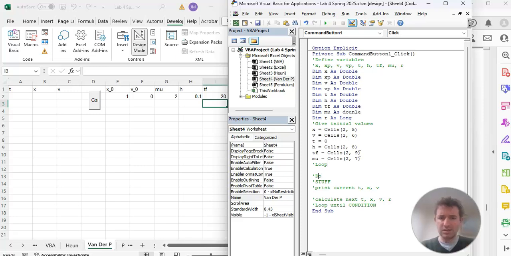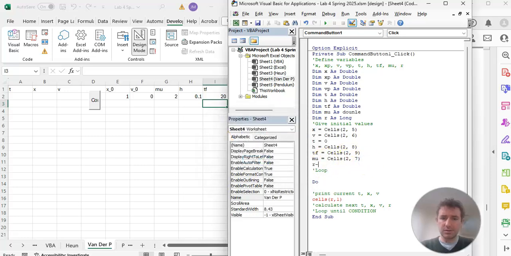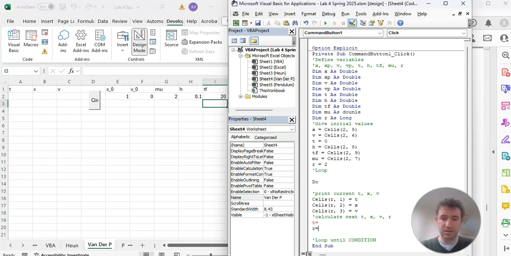Right, and then the loop. So we're going to print Cells row 1. Someone didn't give all the variables their initial values, or equal to 2. You can see this is similar. Okay, T Cells row 2 equal to X, Cells row 3 equal to V, and then calculate the next T. So next T is easy, and I will forget about the R again, so I'm going to do it now. R equal to R plus 1. T equal to T plus H.